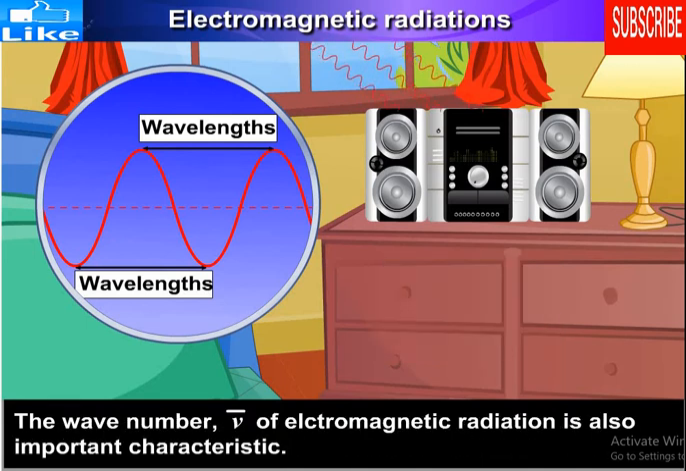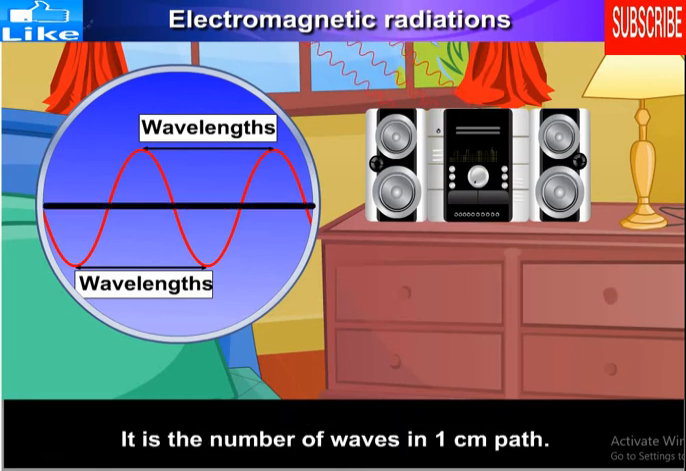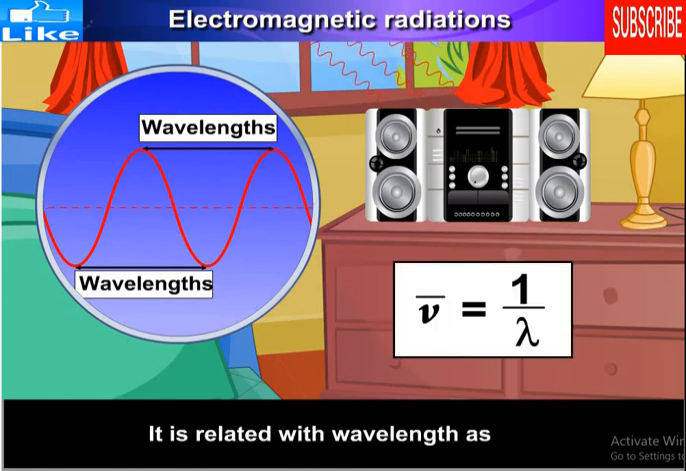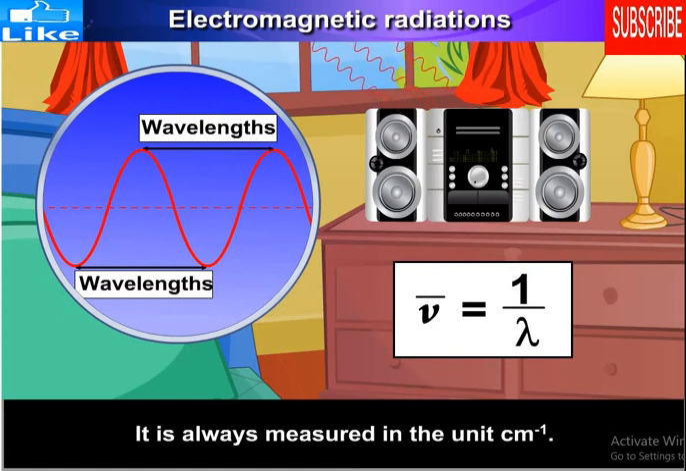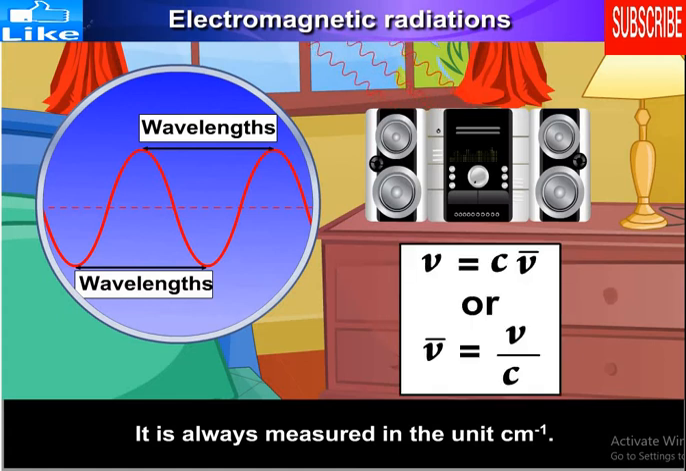The wave number, bar ν, of electromagnetic radiation is also an important characteristic. It is the number of waves in 1 centimeter path. It is related with wavelength as bar ν equals 1 upon lambda. It is always measured in the unit per cm. Hence, ν equals c into bar ν, or bar ν equals ν upon c.